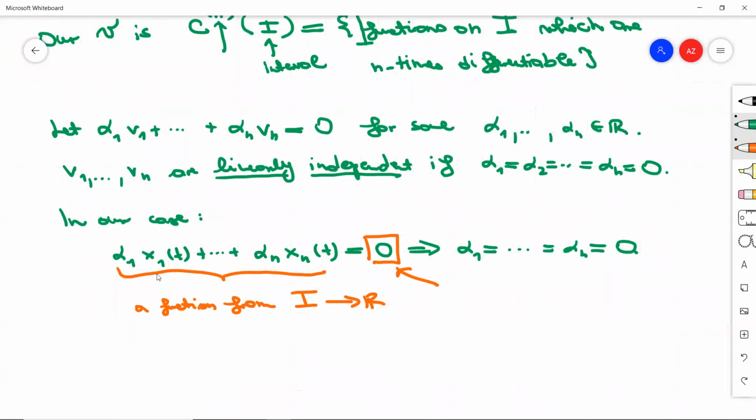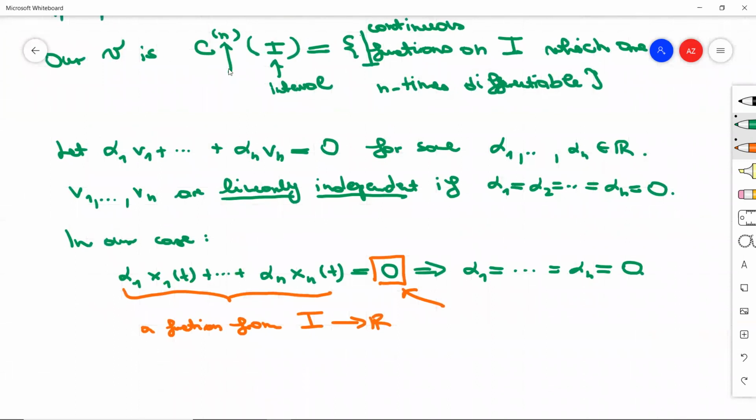Because we are claiming our vector space V is the space of continuous functions which are n times differentiable. And now we take some linear combination of the solutions of our DE and say that it is 0 in this vector space V. What is the 0 in the vector space V? Yeah, origin, as Nate says in chat, but what is the origin in the space C^n(I)?